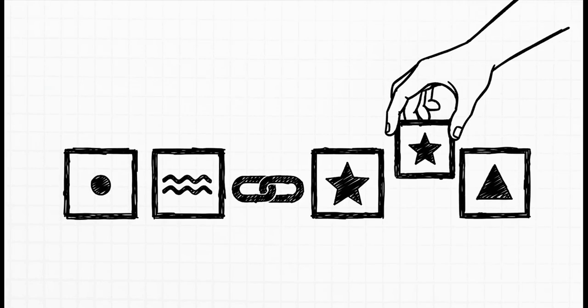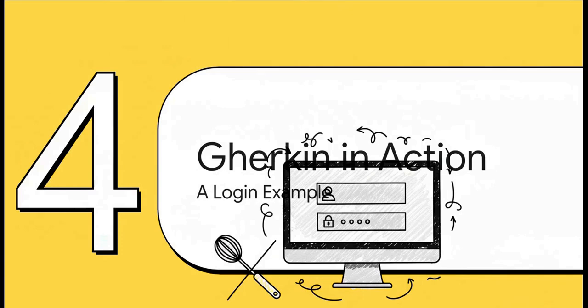Oh, and you might also see the keywords And or But. Don't let those throw you off. They're just simple connectors. They let you add another given or another when or another then without having to repeat the keyword over and over. It just keeps your scenarios looking clean and super readable. Alright, that's enough theory. Let's see how this all comes together in a real-world software example.